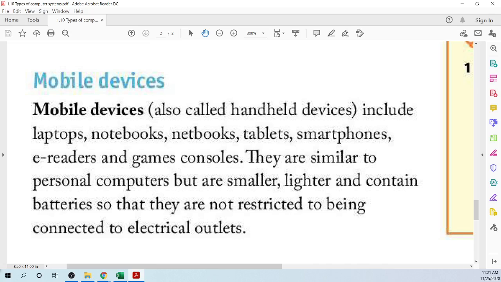Mobile devices, also called handheld devices, include laptops, notebooks, netbooks, tablets, smartphones, e-readers, and game consoles. They are similar to personal computers but are smaller, lighter, and contain batteries so that they are not restricted to being connected to electrical outlets.